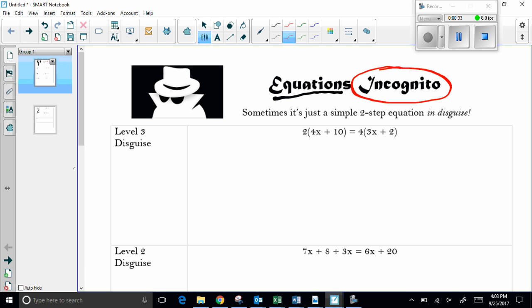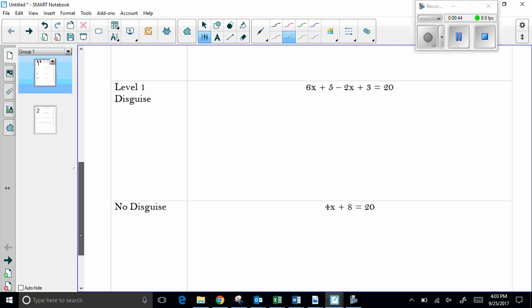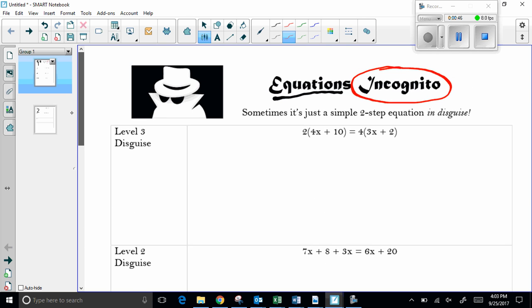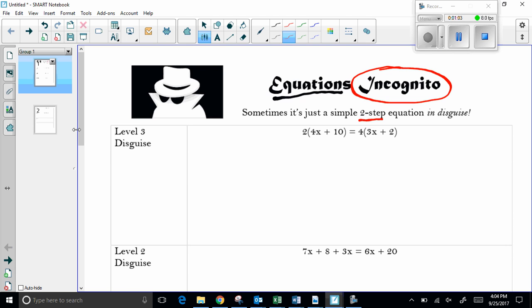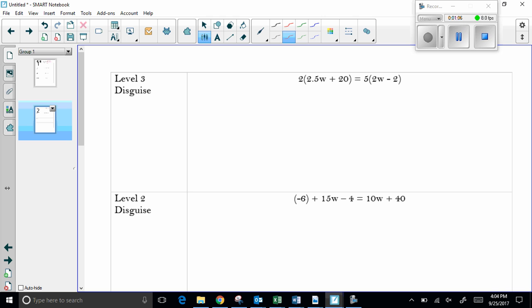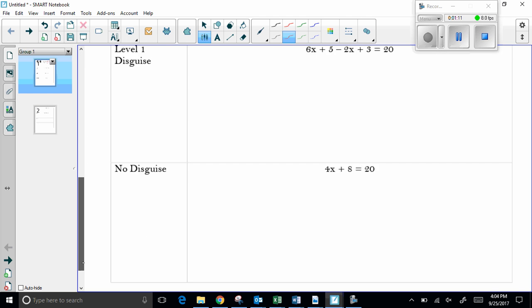So just like it says down here below, sometimes it's just a simple two-step equation in disguise. I want to show you how no matter what the algebraic equation looks like, as long as there's only one type of variable in it, even if it's on both sides of the equation, you can always get it down to being a two-step equation. You can simplify it. I'm going to start down here at the very bottom, and we'll work our way up to the top. And when that's done, I'm going to turn you loose to work on the backside on your own to figure those out. Okay? So I'm going to scroll down here to the bottom.